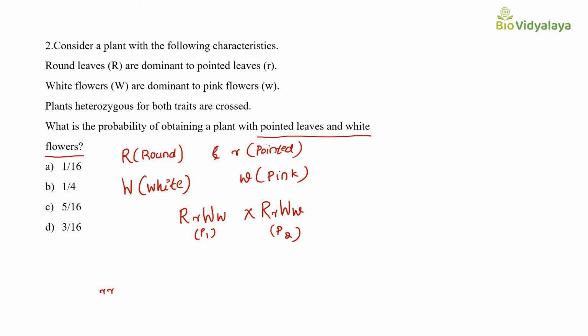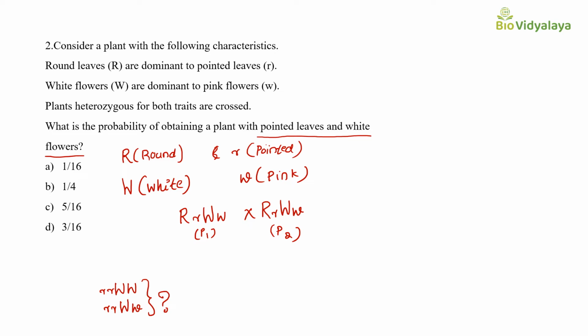And white flower means that is dominant. So it may be capital W or capital W, small w. So we have to find what is the probability of obtaining these genotypes. This is representing pointed leaves and white flowers. Okay. So what will be the gamete?